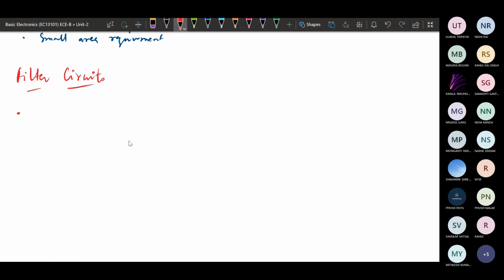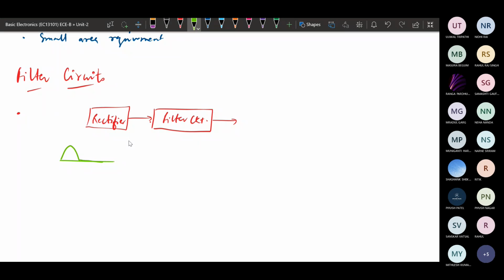The role of filter circuits is that whatever the rectifier output is, we will pass it through a filter circuit, and then whatever output we get will have less ripple. Basically, in rectifier outputs we have seen different outputs. The half wave rectifier output will look like this, and in case of full wave we will be getting this.